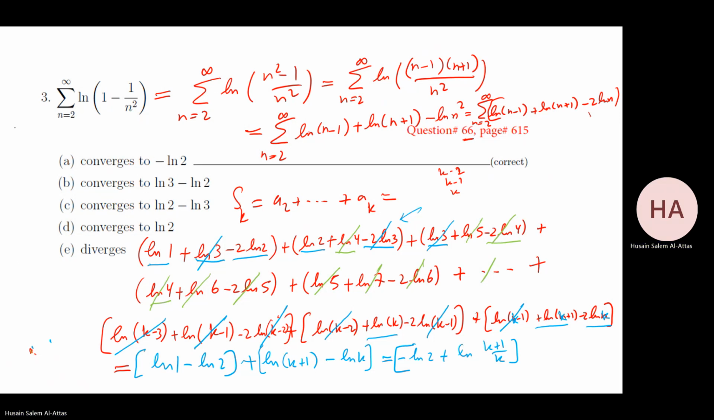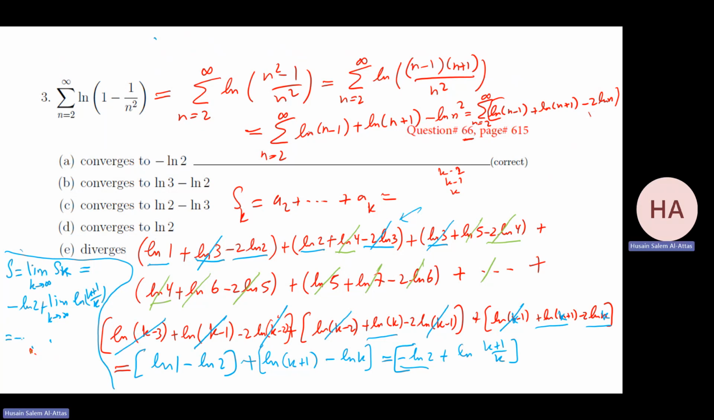So S will be, let me write it here, the limit as k goes to infinity of S_k. It's just a value, so it will be minus ln 2 plus the limit as k goes to infinity of ln of (k plus 1) over k. I need a space. Let me try to squeeze it here. The minus ln 2 is a number, it will not be affected by the limit.